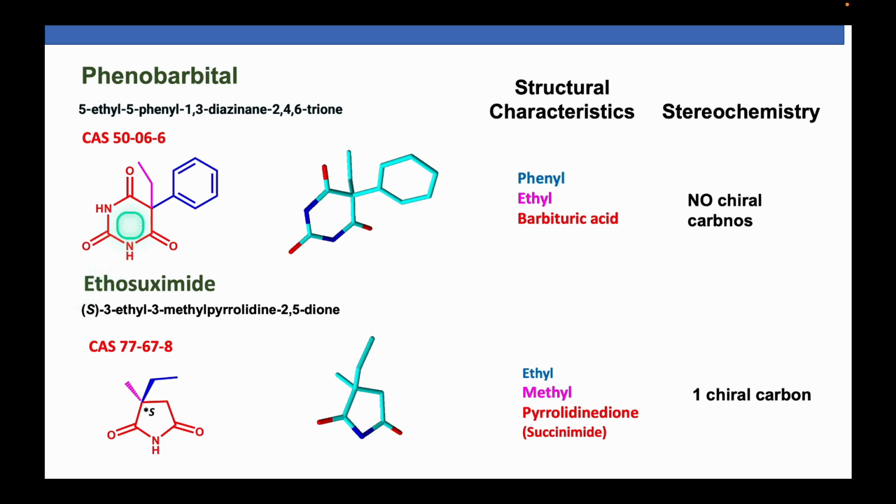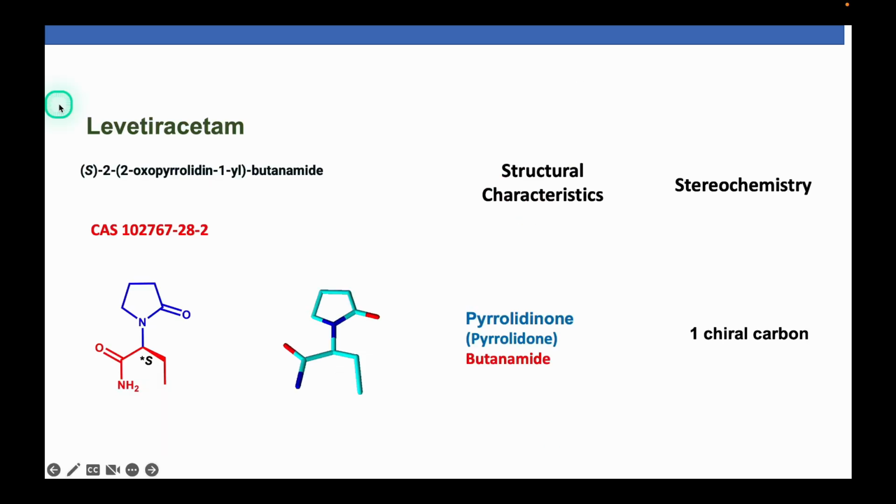Phenobarbital is a derivative of barbituric acid, which is substituted at carbon 5 by ethyl and phenyl groups and does not have chiral carbons. Ethosuximide is a derivative of succinimide, which is bonded to methyl and ethyl groups. It presents a chiral carbon, and the structure shown represents the S enantiomer. Levetiracetam is considered a pyrrolidone derivative with a substituent attached to the nitrogen of the heterocycle, which corresponds to butanamide. It presents a chiral carbon with S configuration.